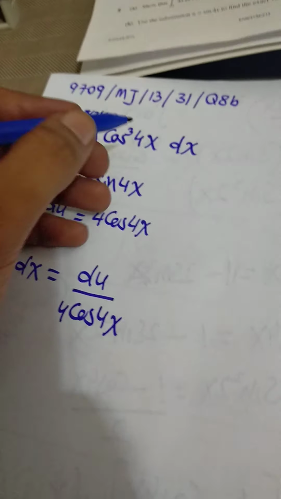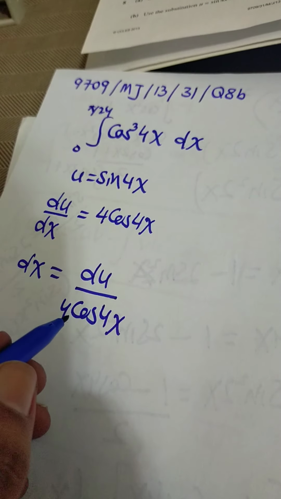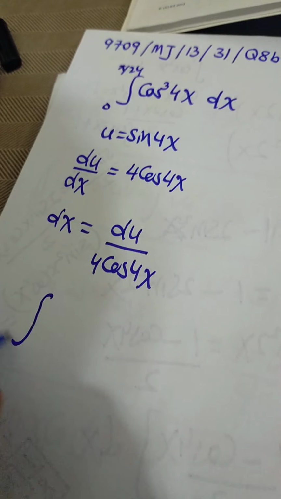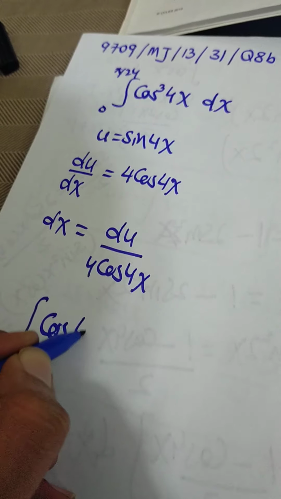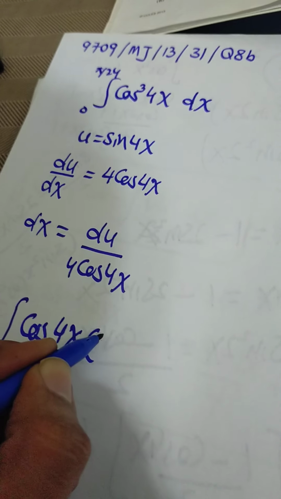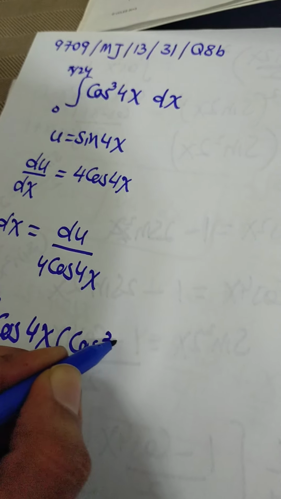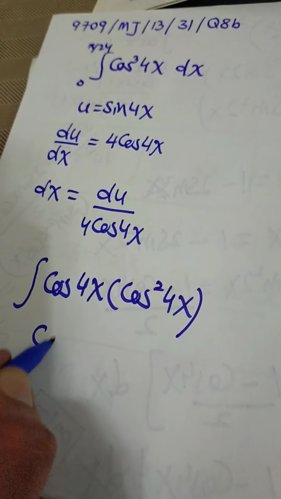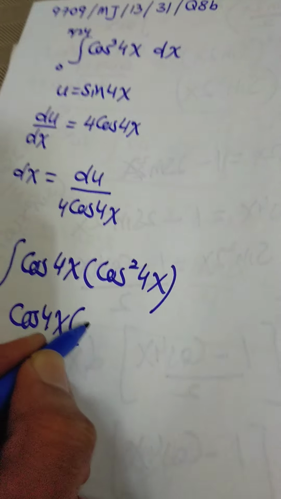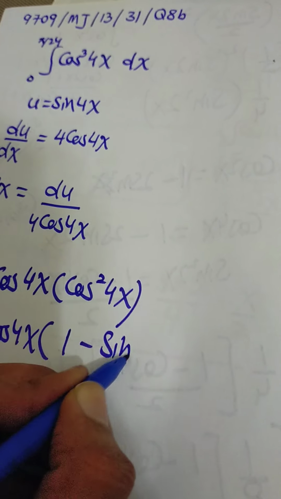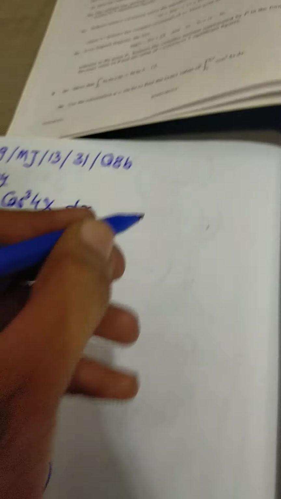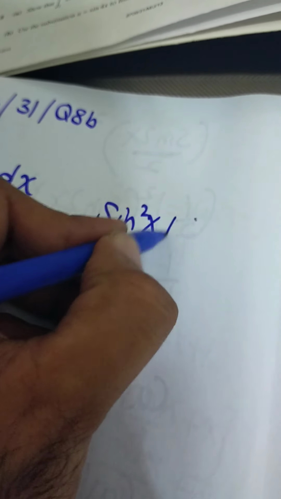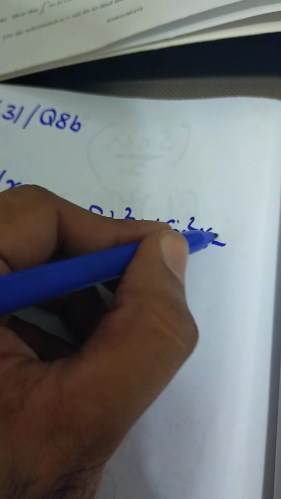Right, so now let's see what we can write in place of cos cubed 4x. Cos cubed 4x also means cos 4x multiplied by cos squared 4x. And in place of cos squared 4x we can write 1 minus sin squared 4x. Basically what happens is the basic trigonometric identity sin squared x plus cos squared x is equal to 1.